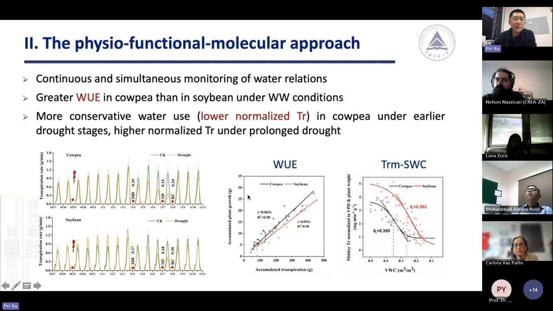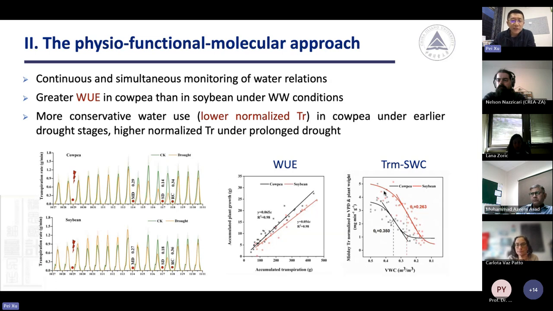We discovered a greater WUE in cowpea than in soybean under well-watered conditions. This is consistent with earlier publications using traditional, manual measurements as well. However, the continuous monitoring enabled us to find something new. Correct what I just said. Under well-watered and earlier drought stages, more conservative water use, as indicated by lower normalized TR, was observed in cowpea. So this is consistent with earlier reports using manual measurement.